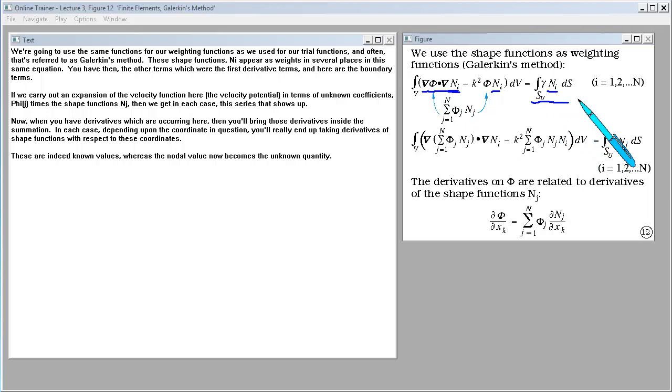If we carry out an expansion of the velocity function here, a velocity potential, in terms of unknown coefficients phi j times the shape functions n j, then we get in each case this series that shows up. Now, when you have derivatives occurring here, you'll bring those derivatives inside the summation, and in each case, depending on the coordinate in question, you'll really end up taking derivatives of shape functions with respect to these coordinates. And these are indeed known quantities, whereas the nodal value now becomes the unknown quantity.